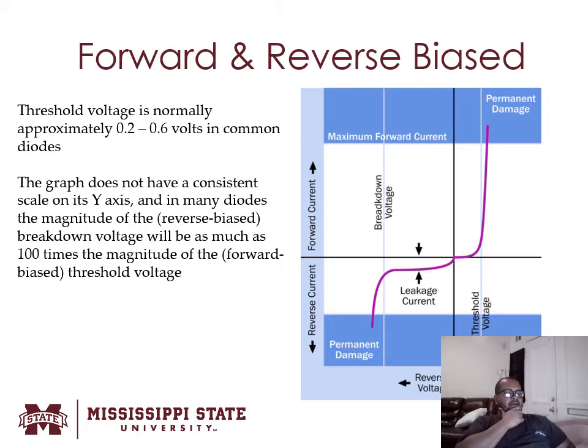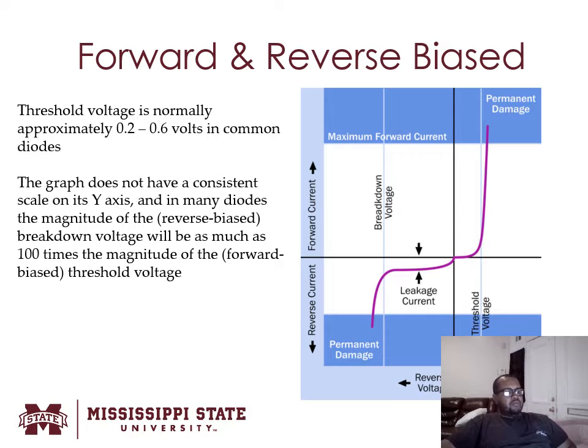Also, on the forward biasing side, you can actually have a threshold voltage. As long as you pass this threshold voltage, you can have current flowing in one direction, until you permanently damage it. So there's a current at which you can permanently damage your diode when you're forward biasing.